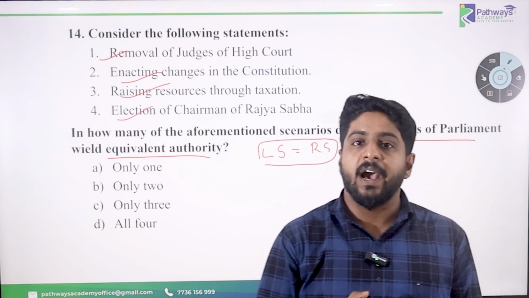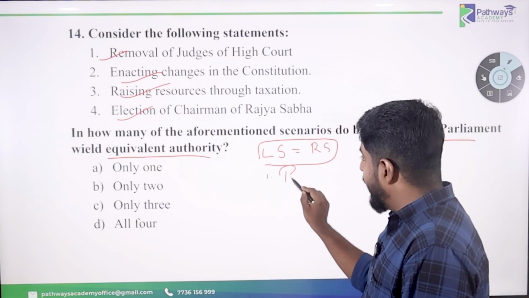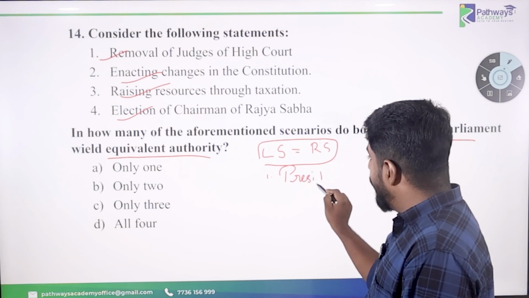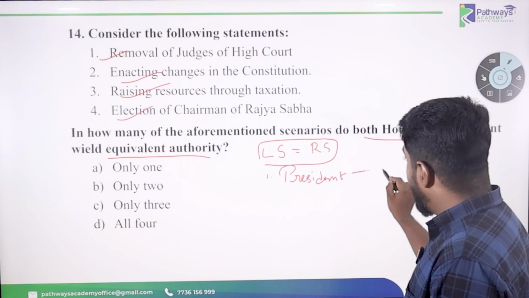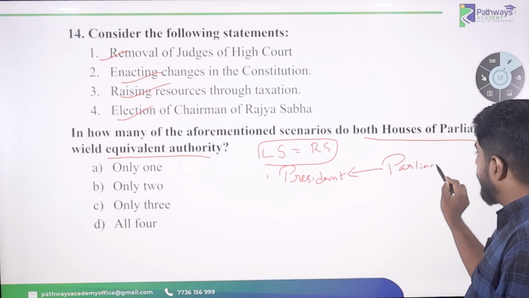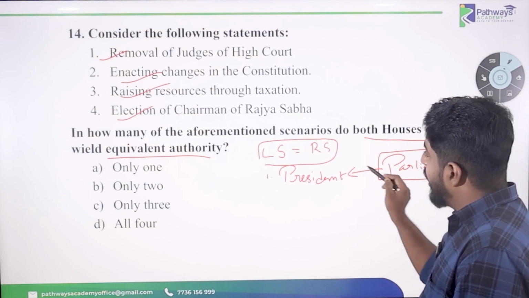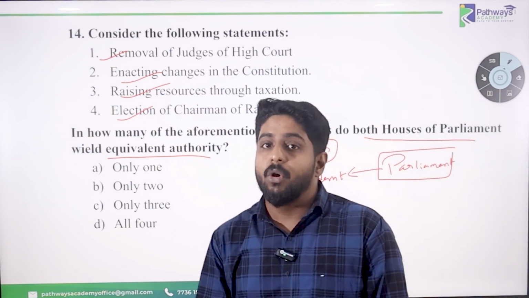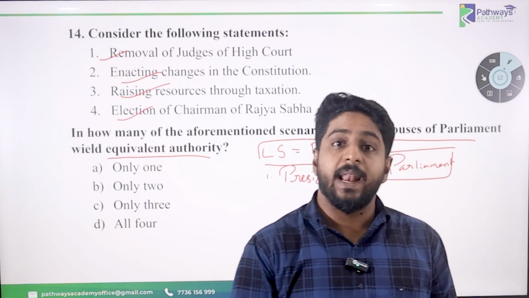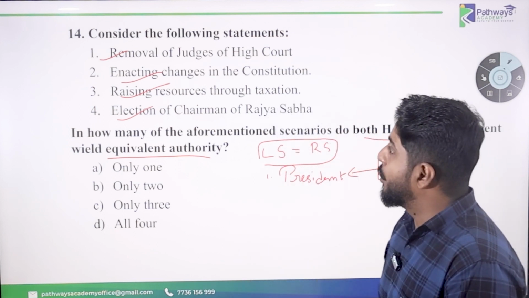The judges of High Court shall be removed by the President of India on recommendation of the Parliament. This is what is provided in the Constitution. Parliament means Lok Sabha and Rajya Sabha. So Lok Sabha and Rajya Sabha have equivalent powers in relation to the removal of the judges of High Court.